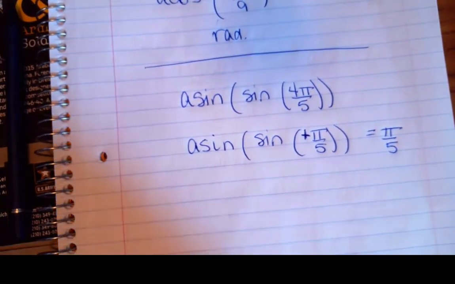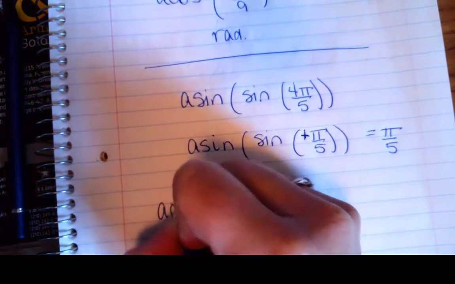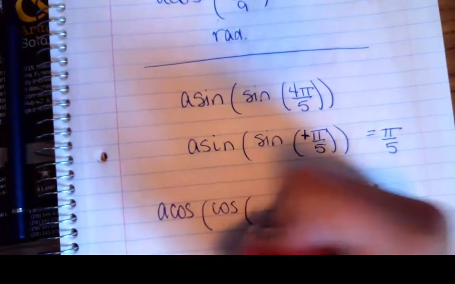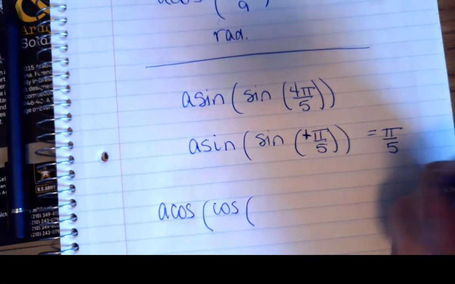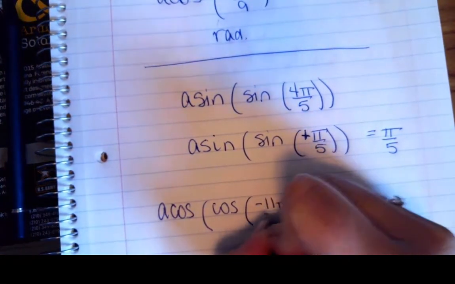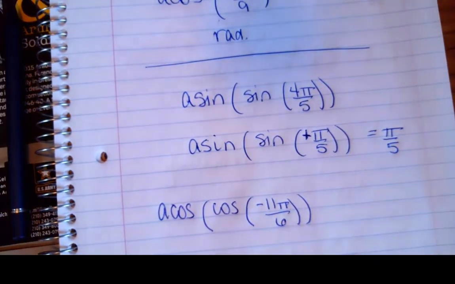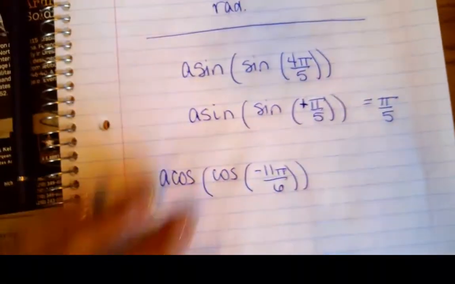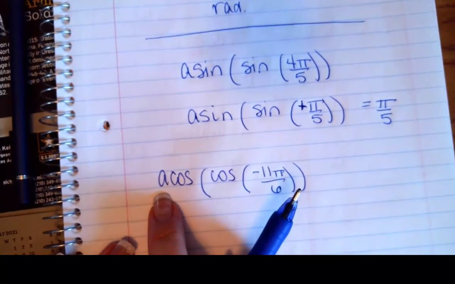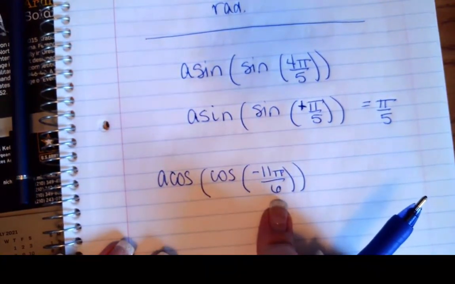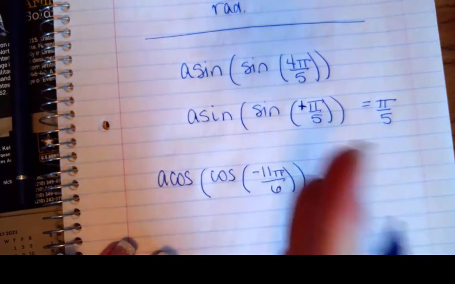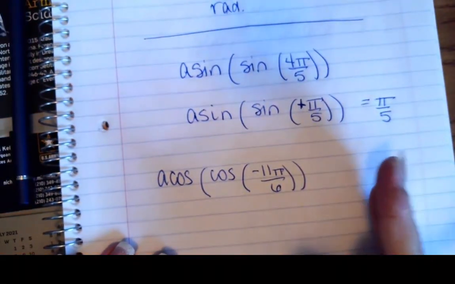Let's do it again. I've got the arc cosine of the cosine of negative 11 pi over 6. So first of all, am I allowed to be where this thing is? Well, arc cosine can only live between 0 and pi, quadrants 1 or 2. So I'm going to have to rewrite this as a coterminal angle in either quadrant 1 or 2.